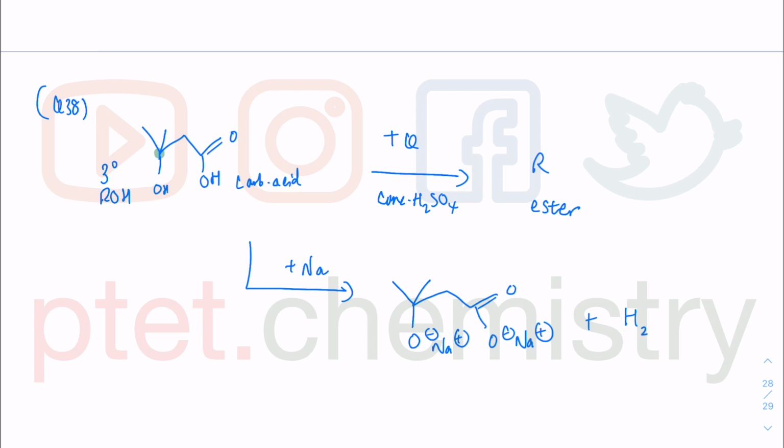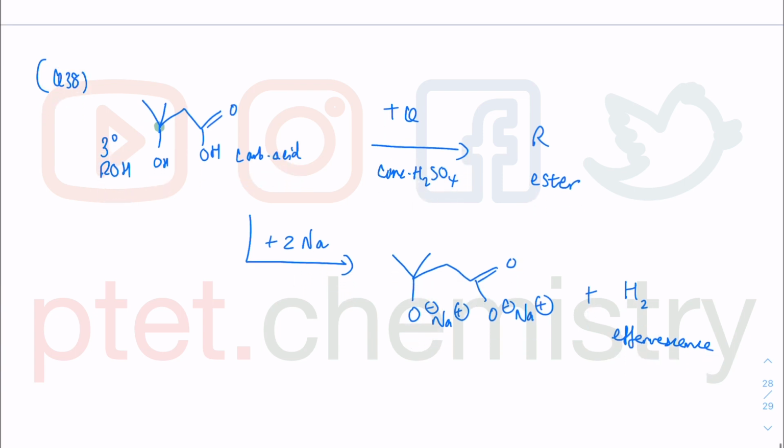In order to balance the equation, you get 1 of these, and you need to add 2 sodium, and you get 2 of the hydrogen giving 1 mole of hydrogen molecule. So this is your effervescence, because that is your gas that you can test with a lighted splint, and it will extinguish with a pop sound as the hydrogen reacts with oxygen to form water.